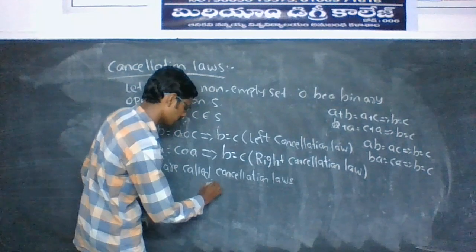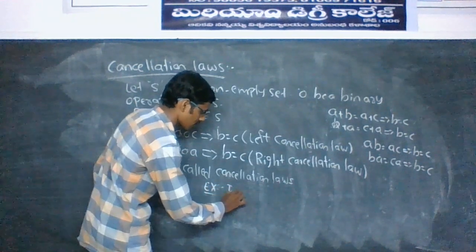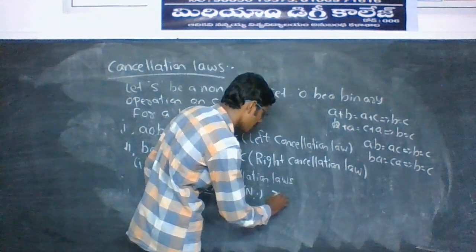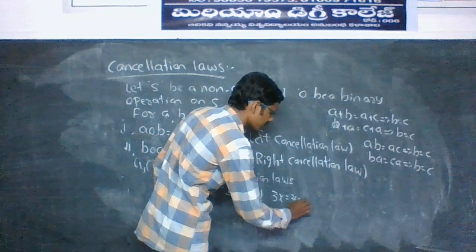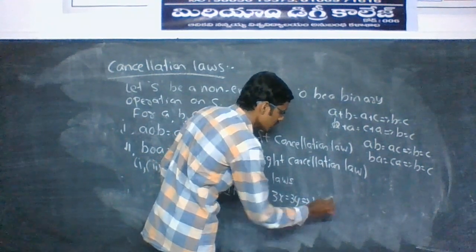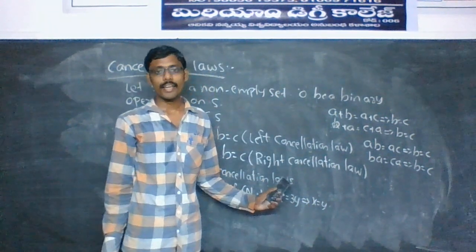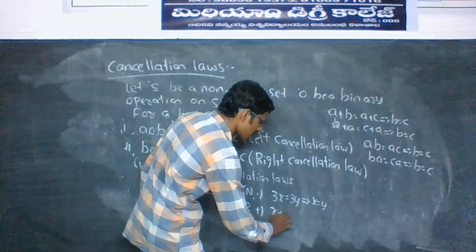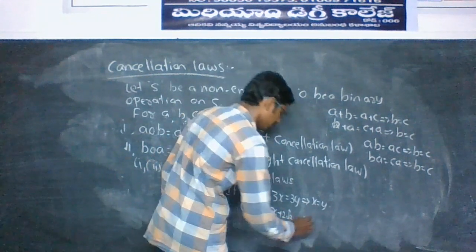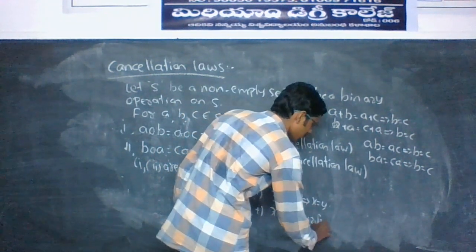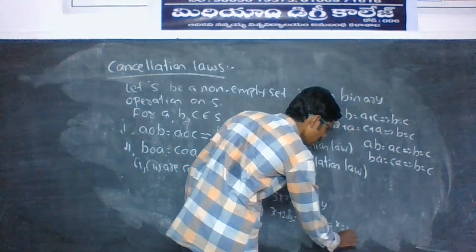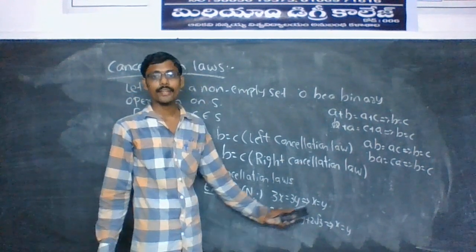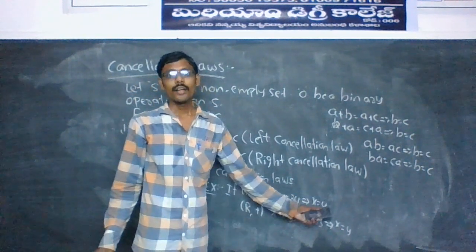Example: N, dot is an algebraic structure. 3x equals 3y implies x equals y. This is the left cancellation law. In R, plus: x plus 2 root 3 equals y plus 2 root 3 implies x equals y. This is the plus binary operation with the right cancellation law. Left cancellation law, right cancellation law.